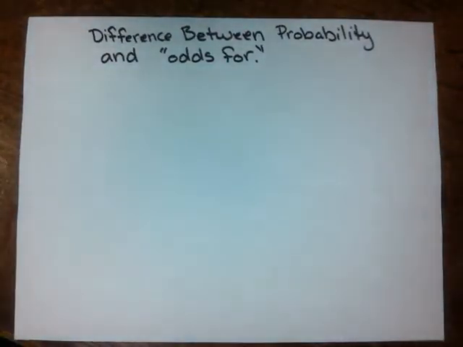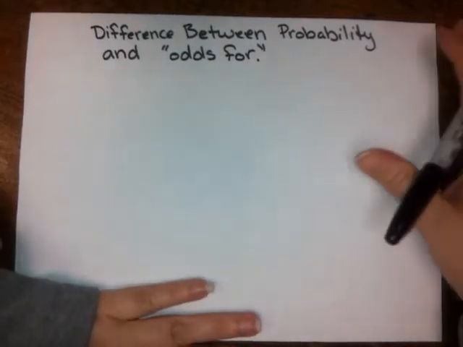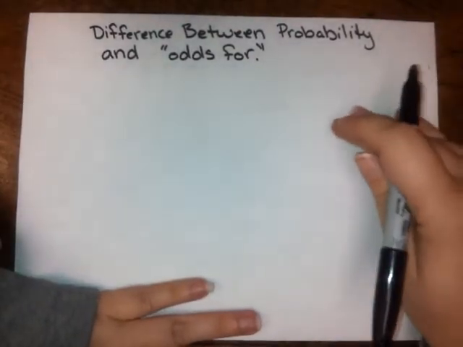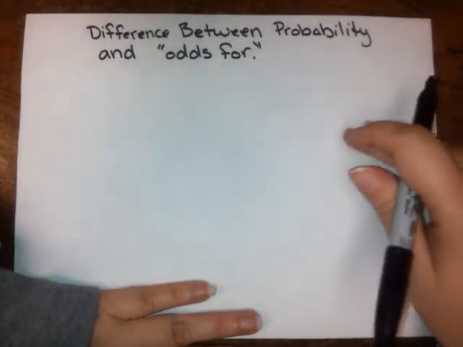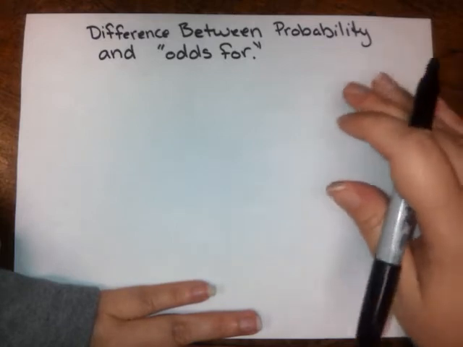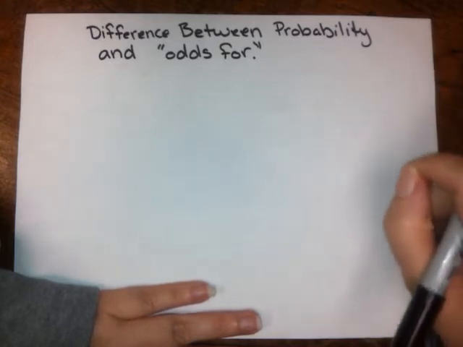Okay, this doesn't tie in with a specific question, but I know it's something that comes up that might be confusing for some of you. So I want to make sure that we understand what the difference is between probability and odds for. Those are two ideas that seem really, really similar, and it can be easy to get them confused.